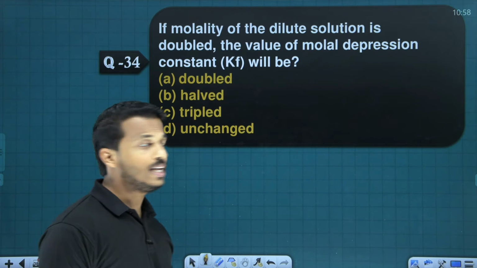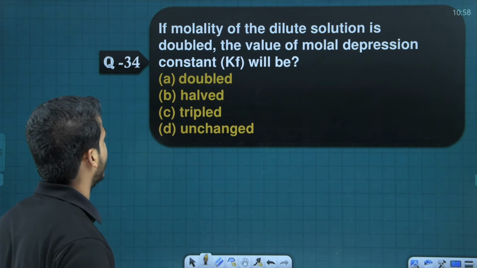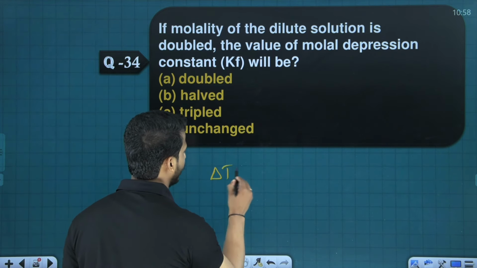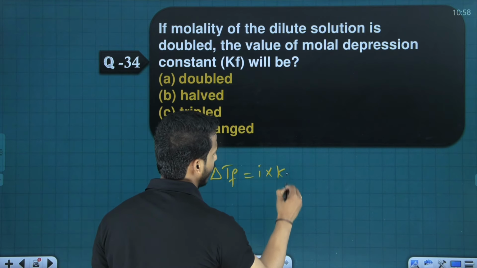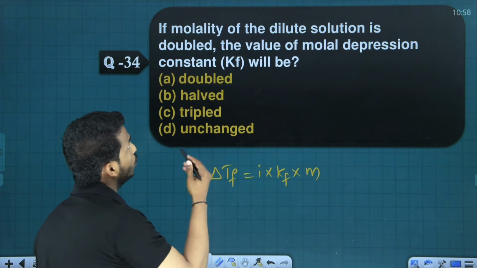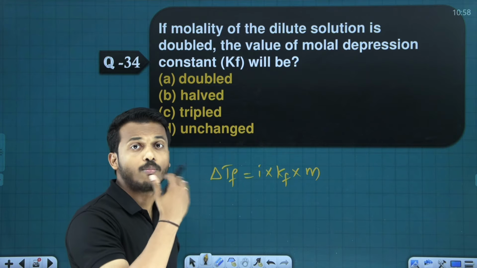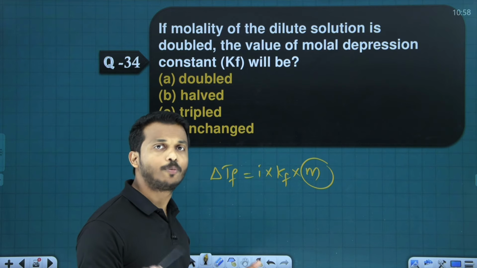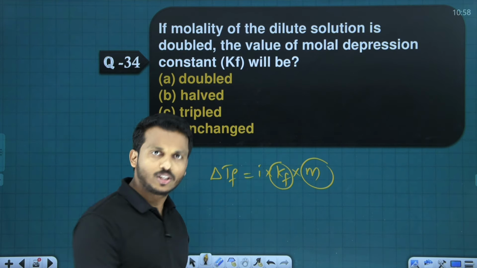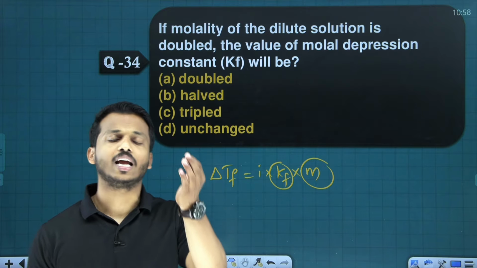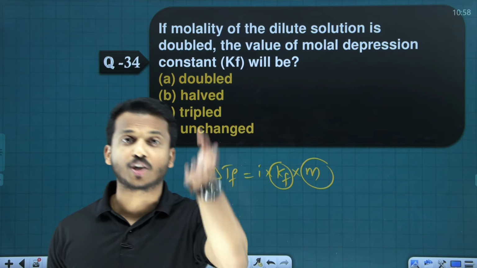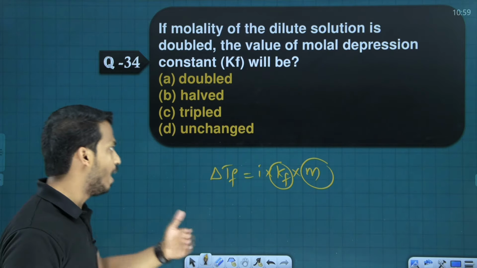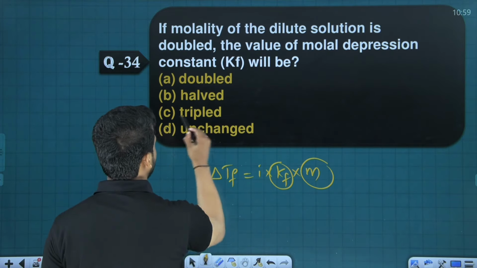If the molality of the dilute solution is doubled, the value of molal depression constant: delta Tf is equal to i into Kf into m. They are going to change the molality to double. Even if you change molality, double, triple, whatever, can Kf change? No. Kf is the molal depression constant. It is a constant for a particular solvent. It does not vary with concentration. So unchanged.